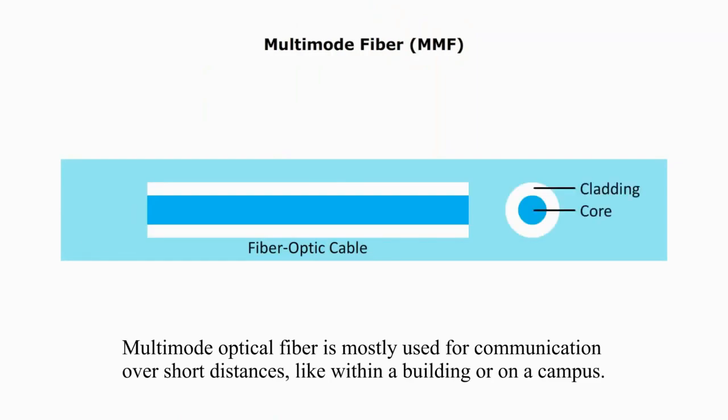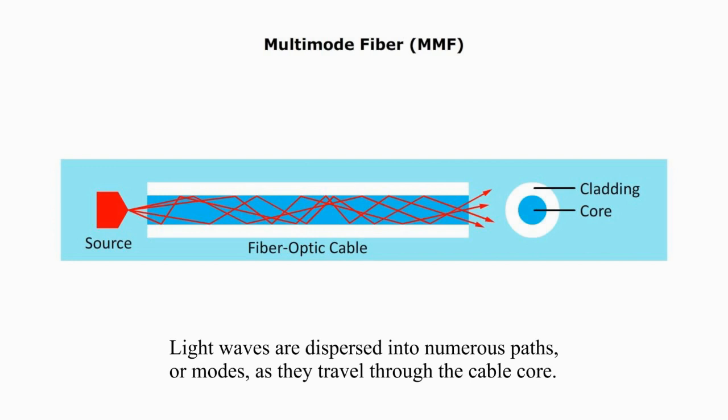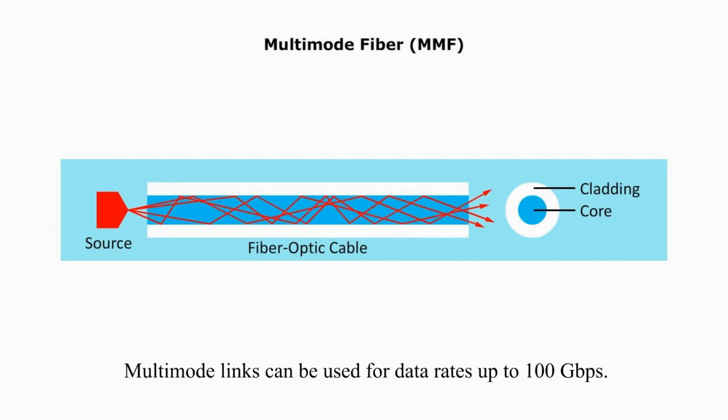Multimode optic fiber is mostly used for communication over short distances like within a building or on a campus. Light waves are dispersed into numerous paths or modes as they travel through the cable core. Multimode links can be used for data rates up to 100 gigabits per second.